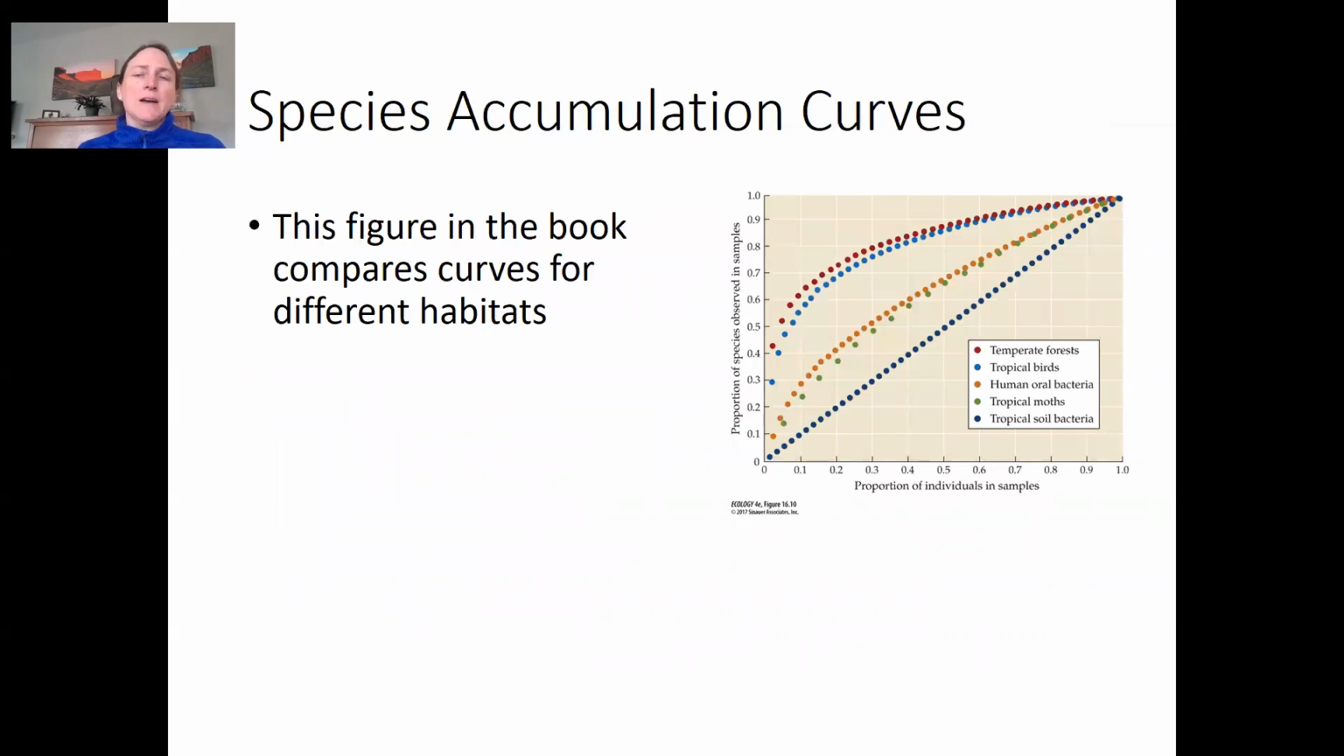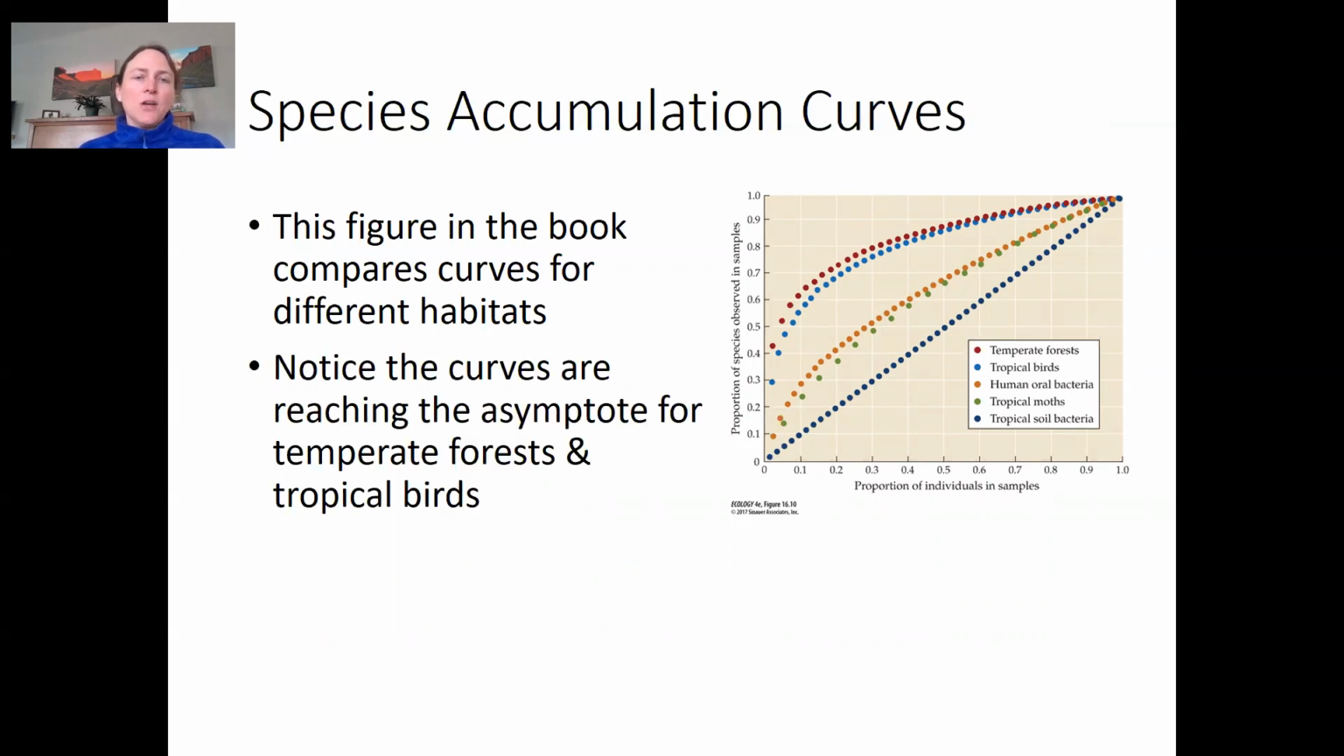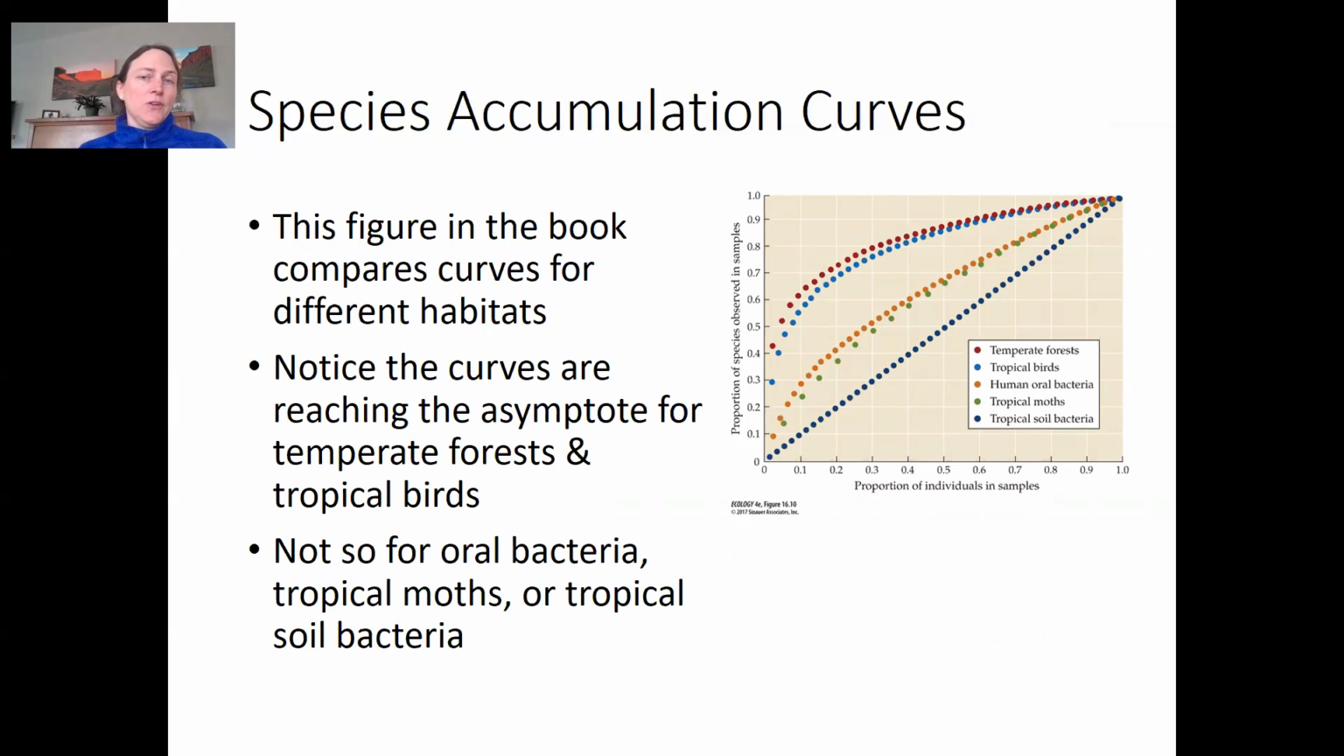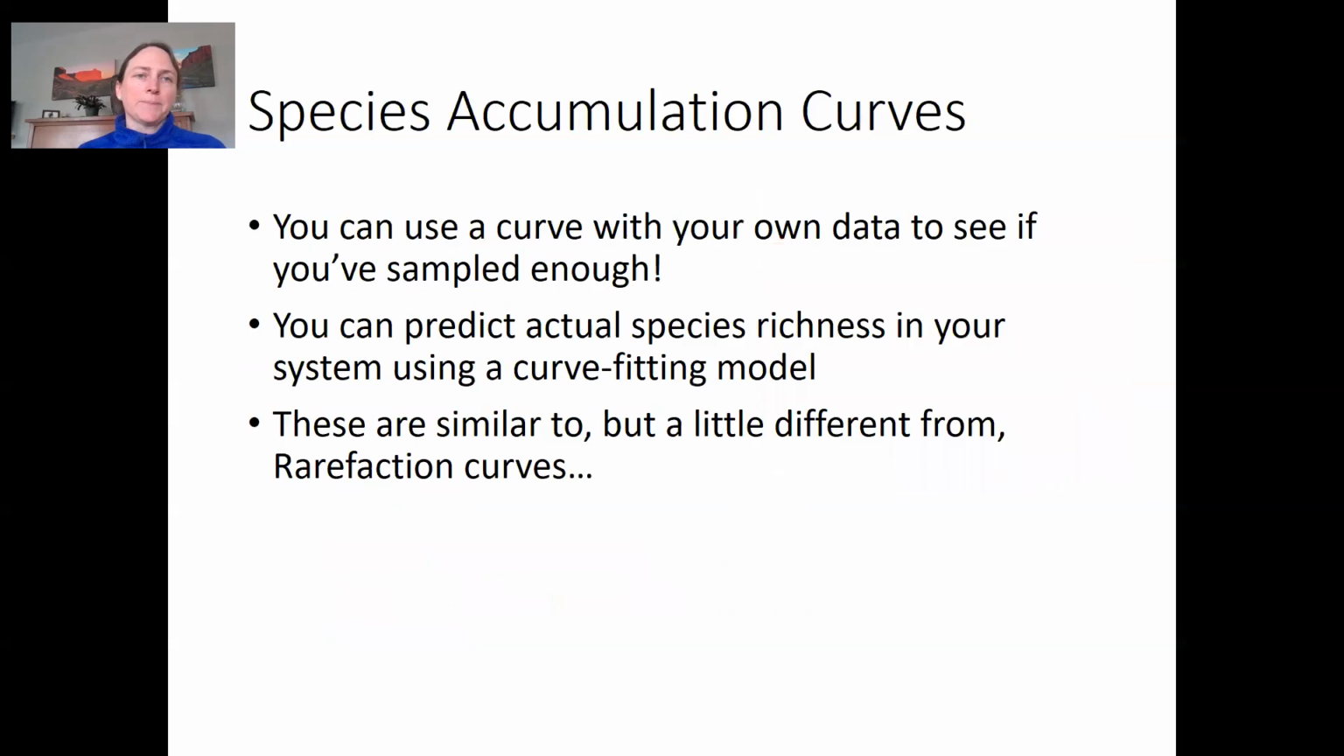Here you can see a figure from the book which compares these accumulation curves for different habitats. And so the curves are starting to reach their asymptote for the temperate forests and tropical birds and the red and blue dots. But that's not true for human oral bacteria, tropical moths, and it's definitely not true for tropical soil bacteria. All of those curves are still increasing very steadily.